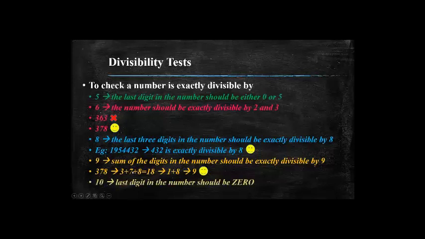For 10 it is pretty simple. The last digit in the number should be 0, right? We'll see the complicated cases for the test of divisibility in the next video.